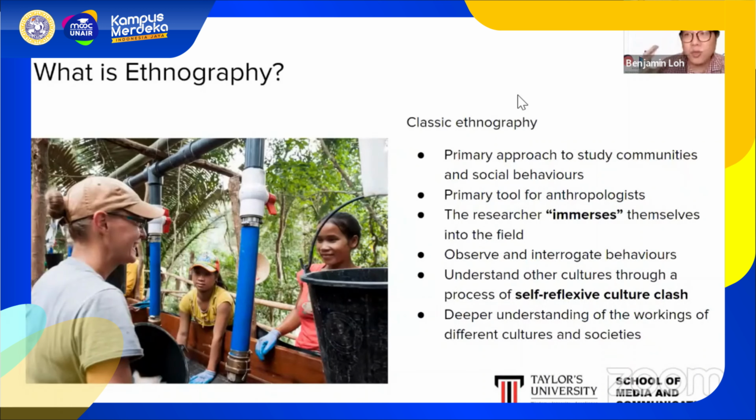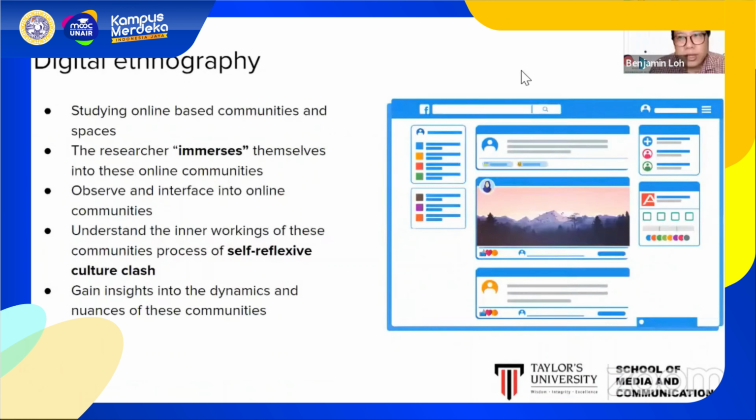And it really allows researchers to get a much deeper understanding of how different cultures and societies work, which is why, if you notice, most anthropologists will always study a culture that is often different from their own home culture, because it's very difficult to understand the subtle workings of your own culture because you grew up with all of these things essentially. So with digital ethnography, a similar approach is employed as well.